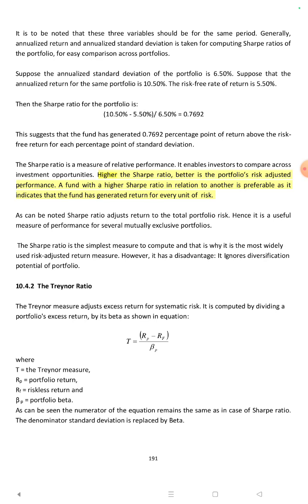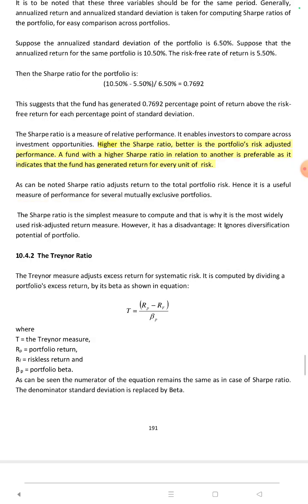The Sharpe ratio is the simplest measure to compute, and that is why it is the most widely used risk-adjusted return measure. However, it has a disadvantage. It ignores the diversification potential of the portfolio.